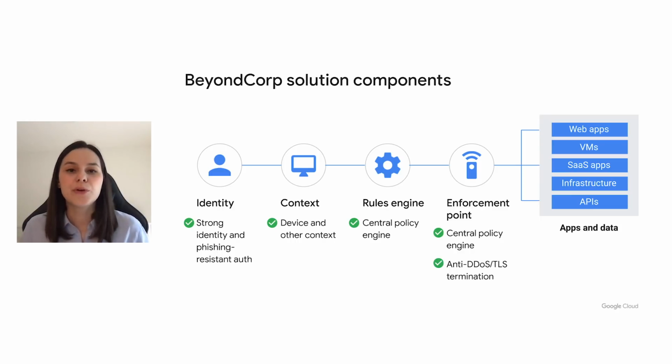Finally, we have an enforcement point. At Google, this is a reverse proxy which sits in front of every data request and applies those policies that we defined in the rules engine. This proxy also enforces encryption between user and application data, as well as protection against DDoS and TLS termination.